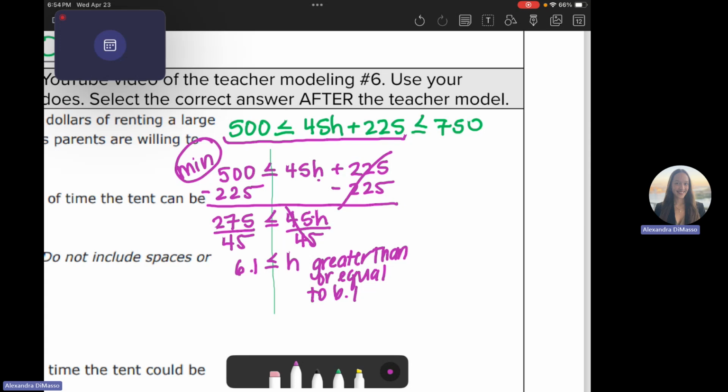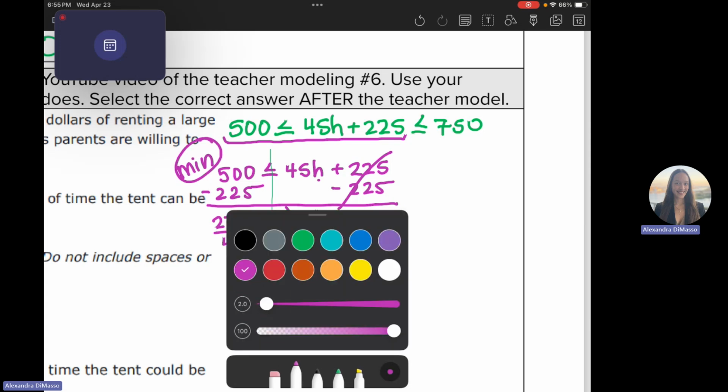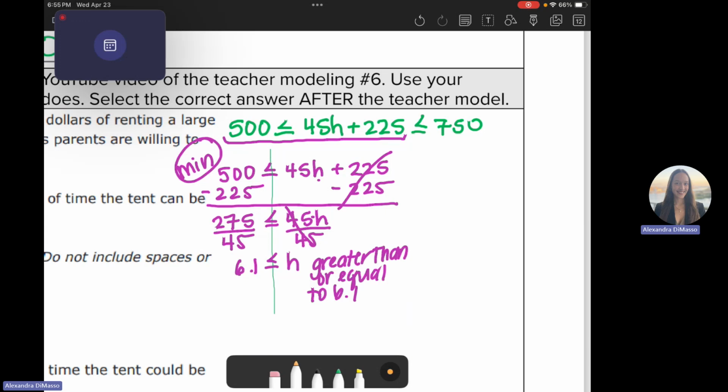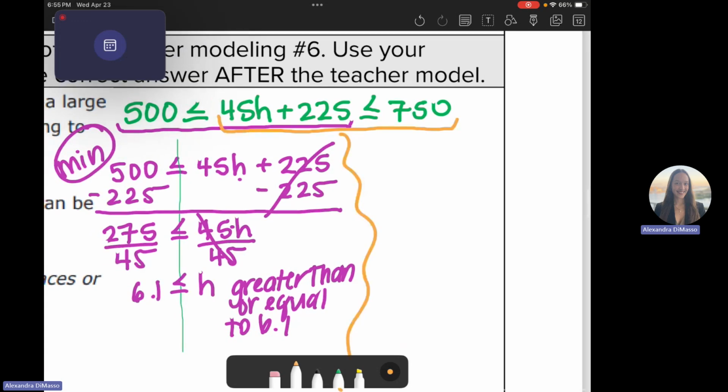I still have to do the maximum. So now I'm going to do the maximum exactly the same way. And I'm going to instead look at the right side here of my inequality. So I'm going to rewrite it. 45H plus 225 is less than or equal to 750. Again, just solving this like an algebra problem.